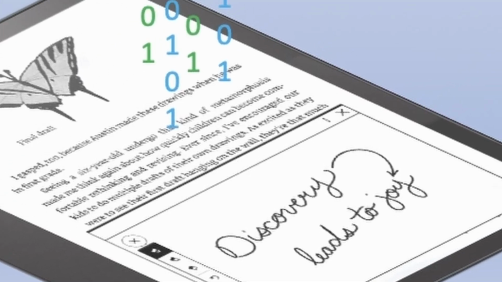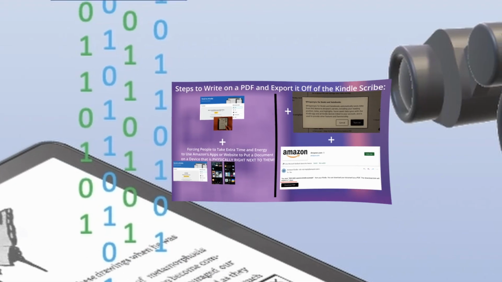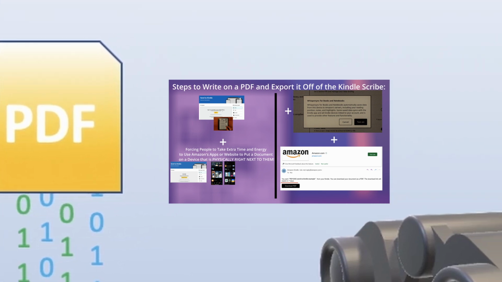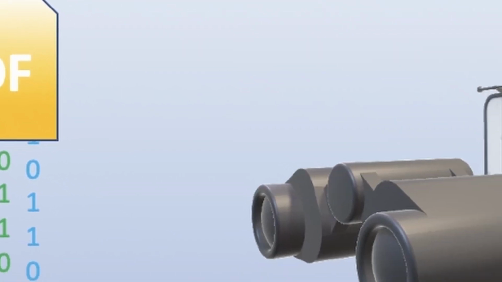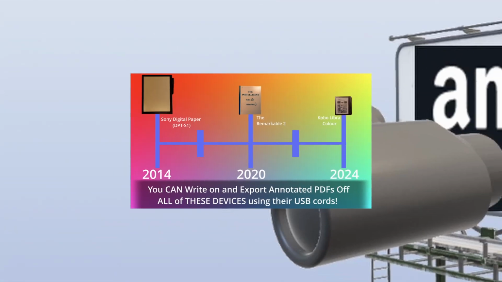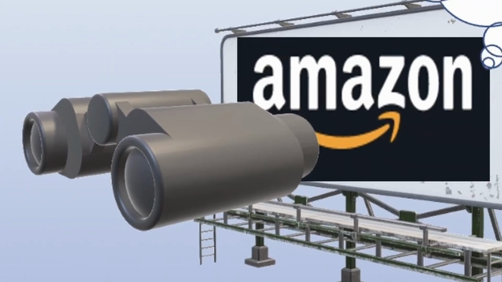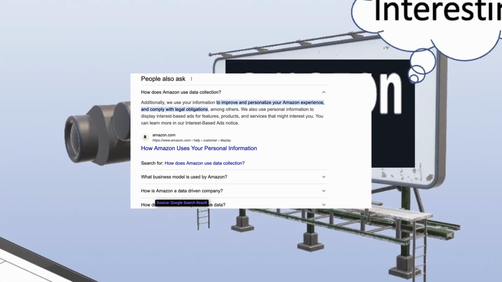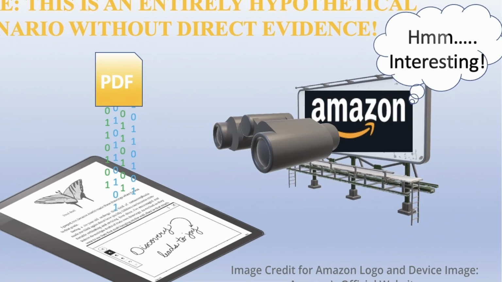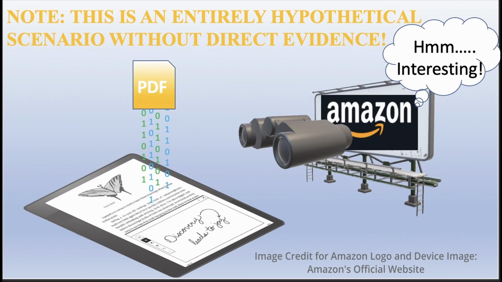However, if, as I suspect, Amazon is locking down the PDF annotation experience on the Scribe and making users jump through steps that are unnecessary on other e-ink devices simply to facilitate collecting more data about their customers from these documents, that seems pretty unacceptable to me.